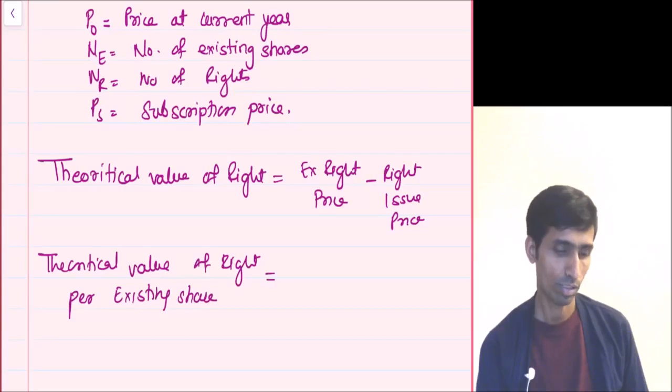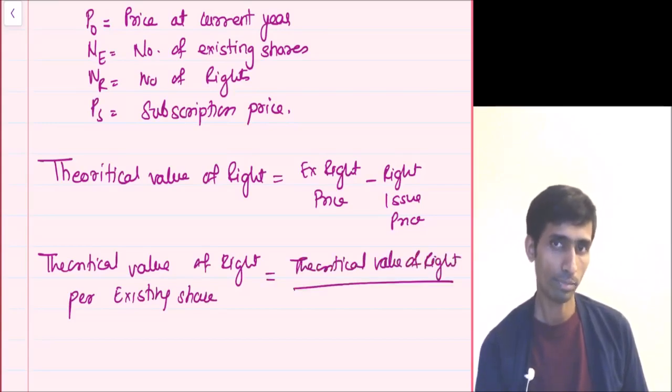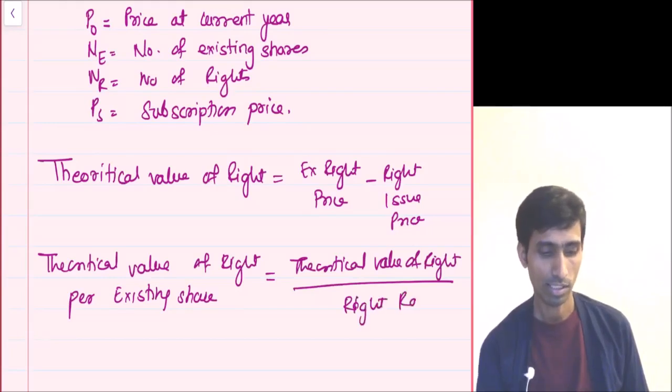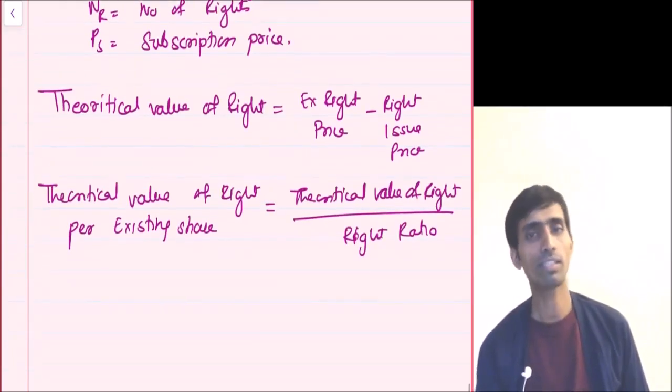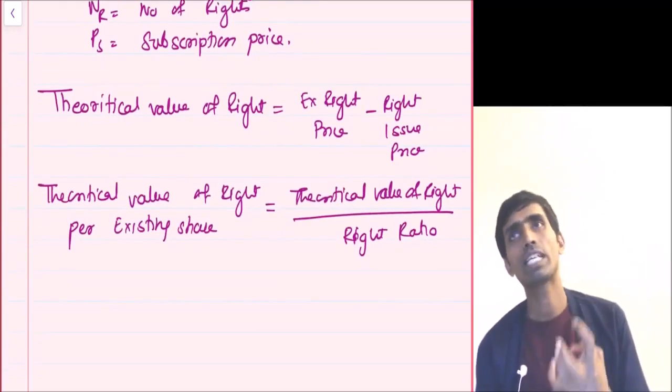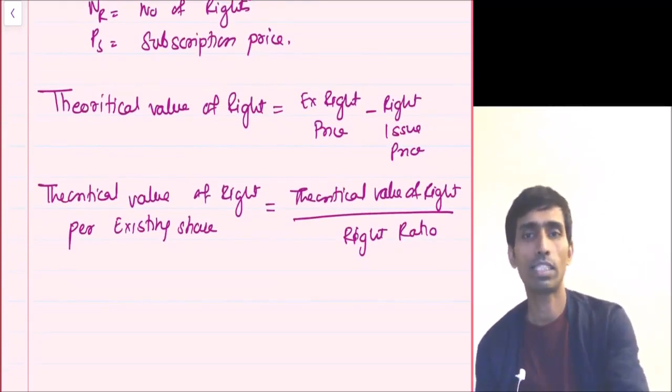is equal to the theoretical value of right, the whole, divided by the right ratio, which will be given in the question. Right ratio means for the existing shares, how many rights you have.